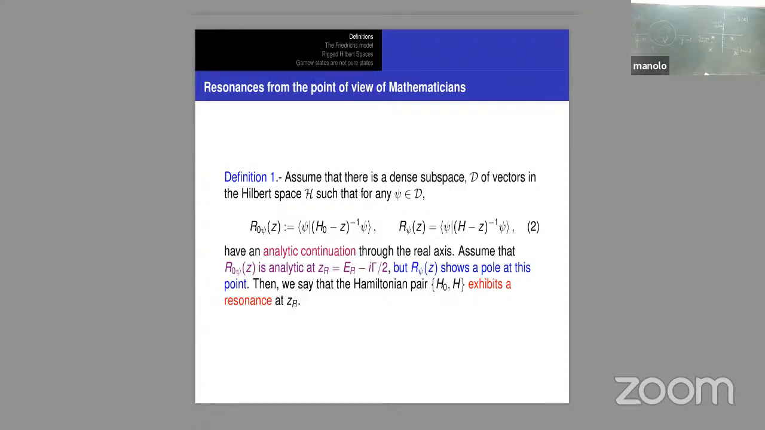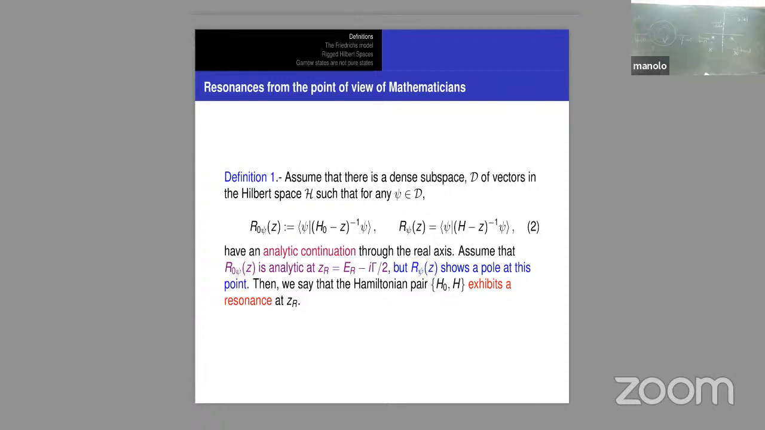Assume that these two functions have an analytic continuation through the real axis, or simply through the spectrum of both Hamiltonians. The Hamiltonian H0 is a free Hamiltonian. The Hamiltonian H is the total Hamiltonian, including the potential. Assuming that these two functions have analytic continuation through the real axis.